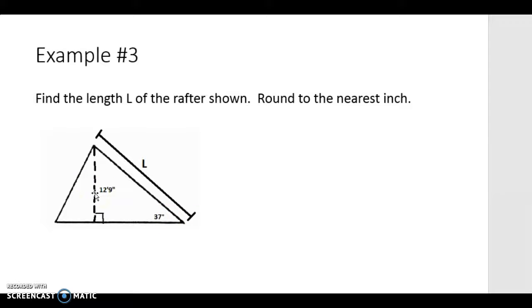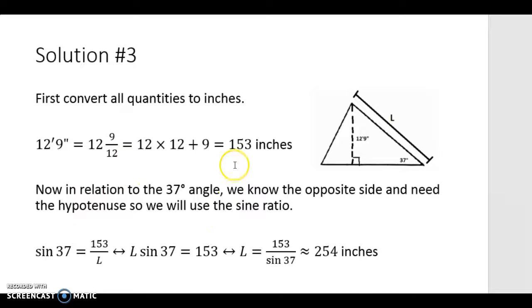So once again, we're just going to set up a trig ratio. If we're using this angle here, we have the opposite side and we want the hypotenuse. So that would be, that's right, the sine function. So we're going to use the sine function to do it. But notice that they give us our height in feet and inches. So it's important to either convert it to feet with a decimal, which would be 12.75, or to inches, which we're going to do in this case. So 12 feet and 9 inches.